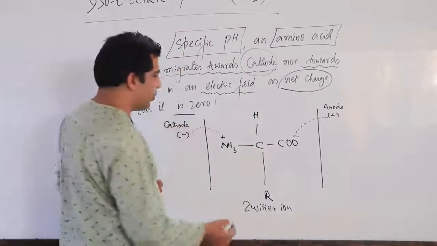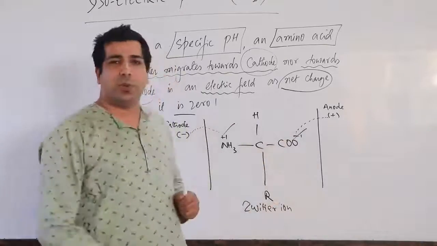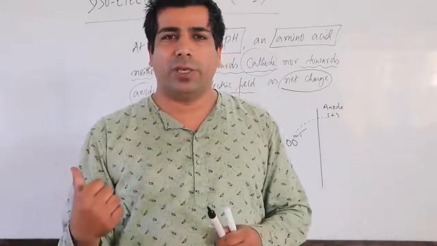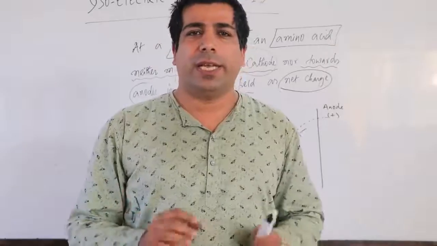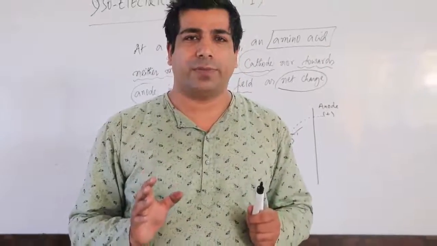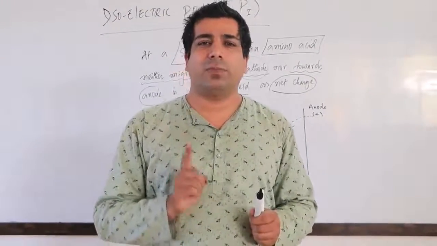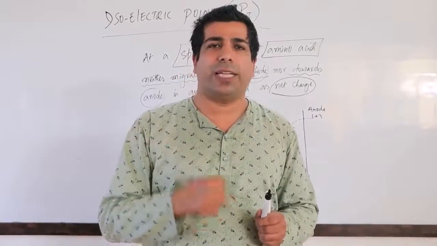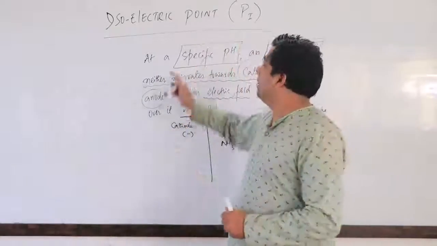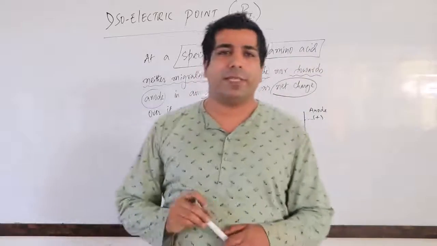And we are telling that net charge over it is zero. Yes, net charge is also zero because plus 1 will cancel minus 1. So the net charge over the zwitter ion is zero. It will neither move towards cathode nor towards anode in an electric field. I hope you people have understood this factor. And the pH at which your zwitter ion does not move towards anode or cathode in an electric field, that pH is known as basically the isoelectric point. Okay, so that is isoelectric point.